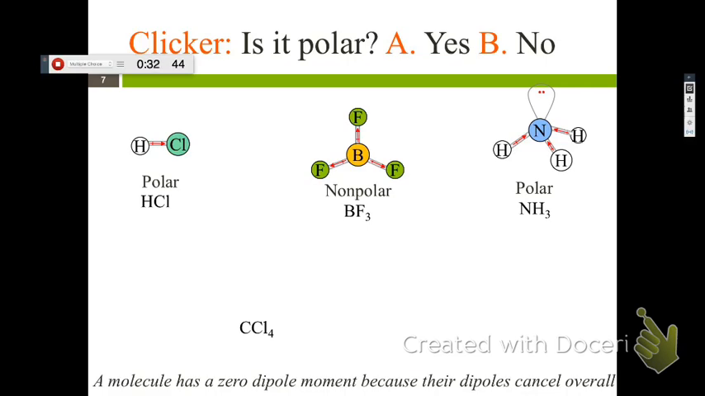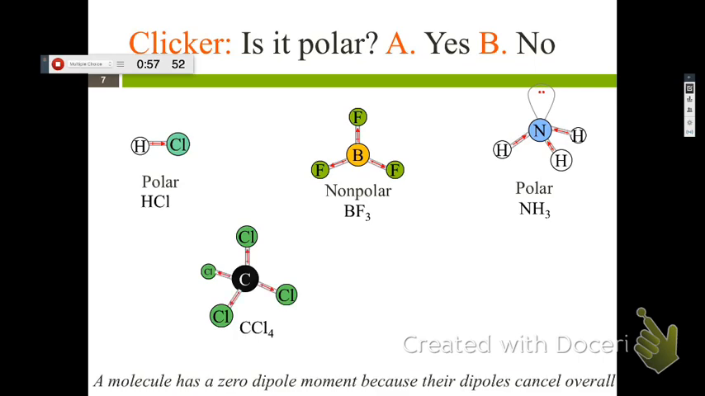Fair enough. All right, we got almost everyone in. Let's go through the two questions relatively quickly now. First question, are there any polar bonds in this molecule? Yes, what's the difference between carbon and chlorine? 0.5? Okay, so we have polar bonds. Then we draw out the molecule. What's the molecular shape of this molecule?